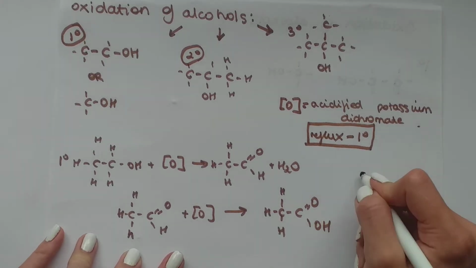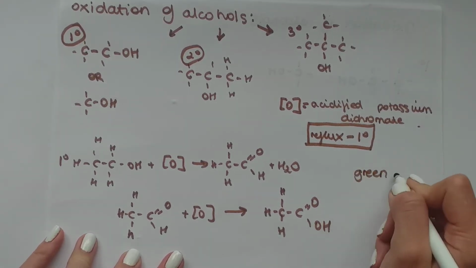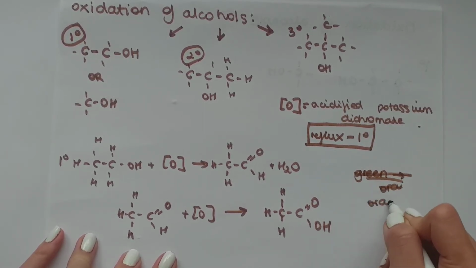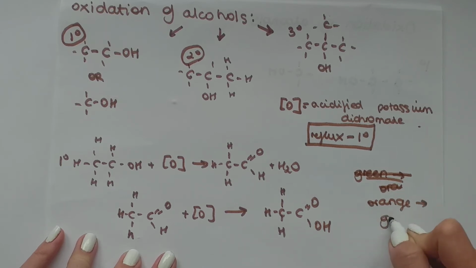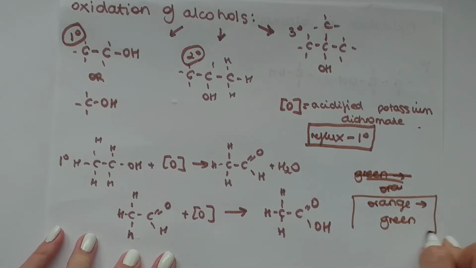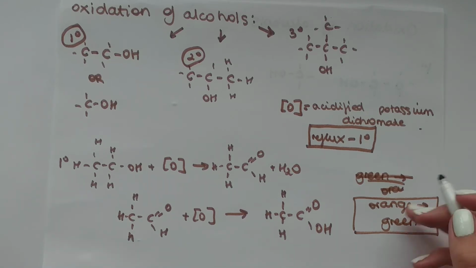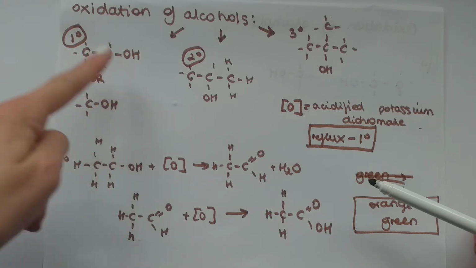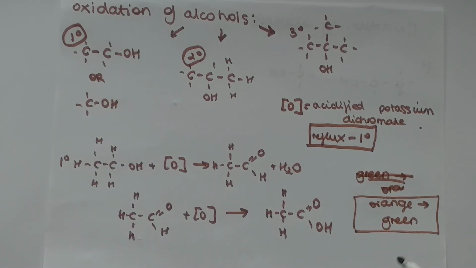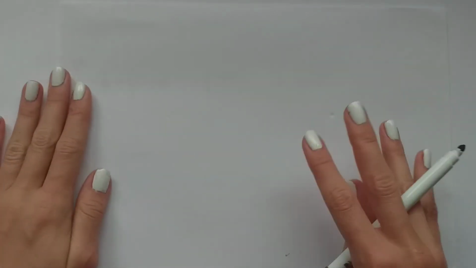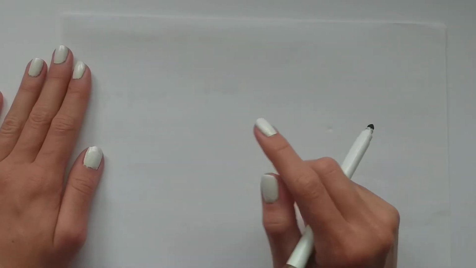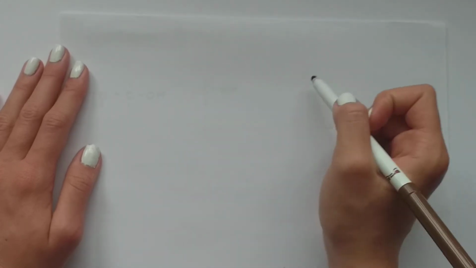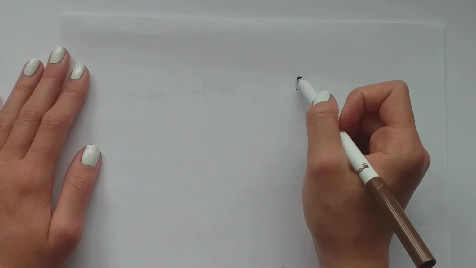There will also be a color change visible, and this color change is orange to green. This is the color change visible when you oxidize an alcohol, either primary alcohol or secondary alcohol. Okay, so we now know how to oxidize a primary alcohol. We know a primary alcohol goes into aldehyde and then it goes into a carboxylic acid.